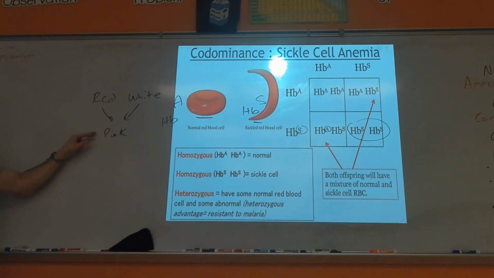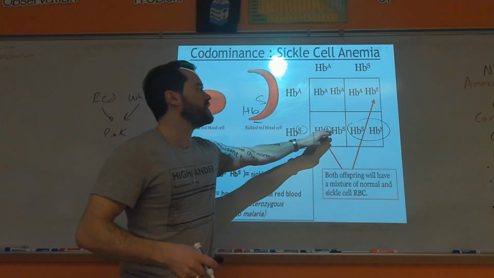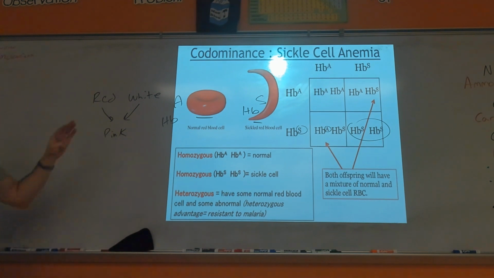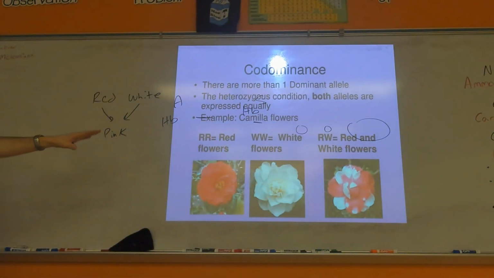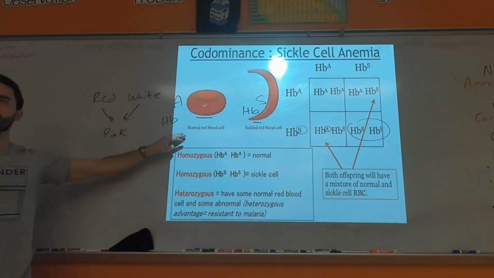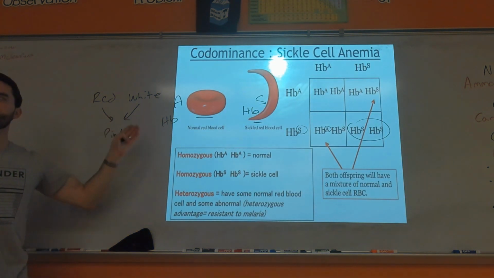They looked completely different. If you're heterozygous with sickle cell anemia, you're not a mixture. You're not a blending of pink. You have either a normal red blood cell or a sickled red blood cell. Compare that to the last example where you had either red or white. You didn't have that blending together. I've found students sometimes can mix this together. It's a little tricky, but this would be codominance.